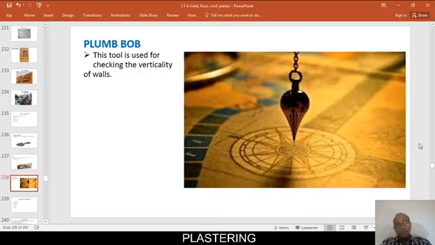Now you might have seen the plumb bob. Why is this plumb bob used? This is used for checking the verticality of the walls and the plastered surface.